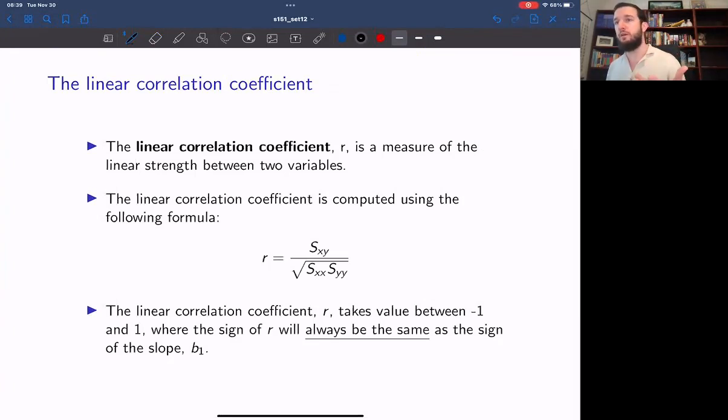It uses the regression line that we fitted to find its value, I guess you could say.